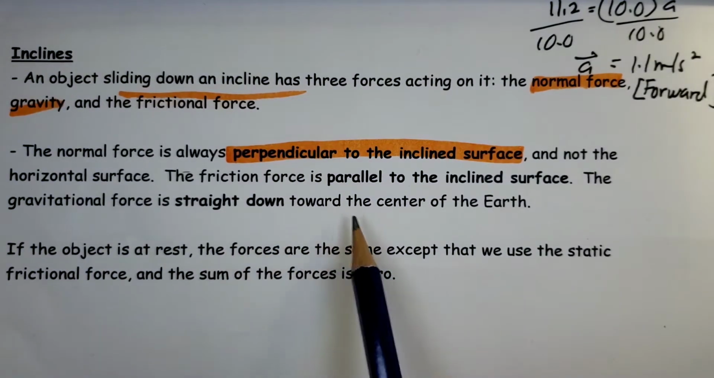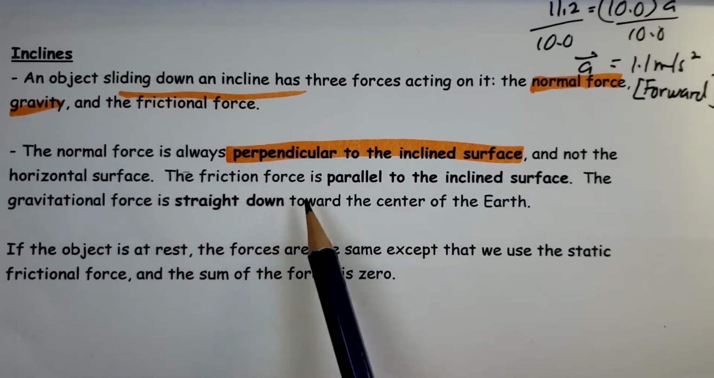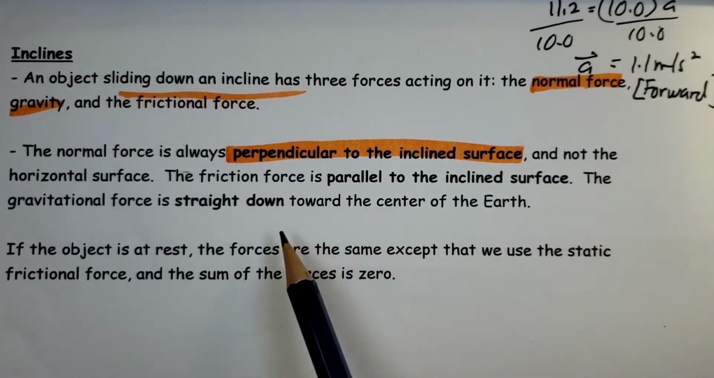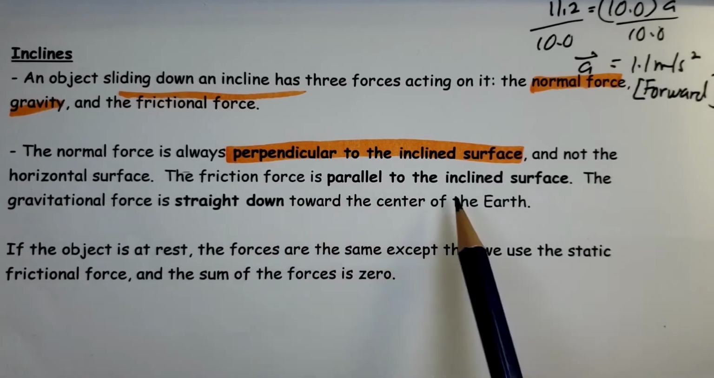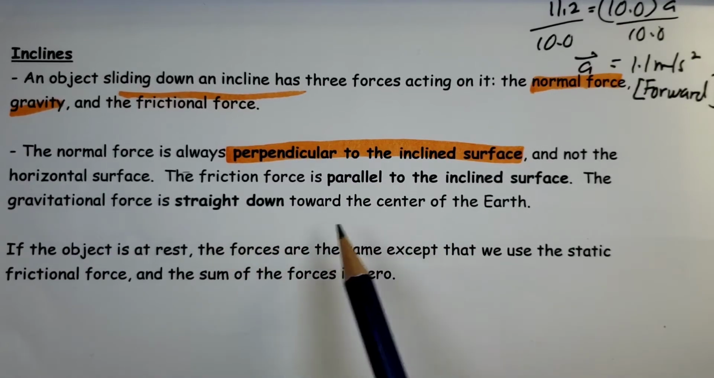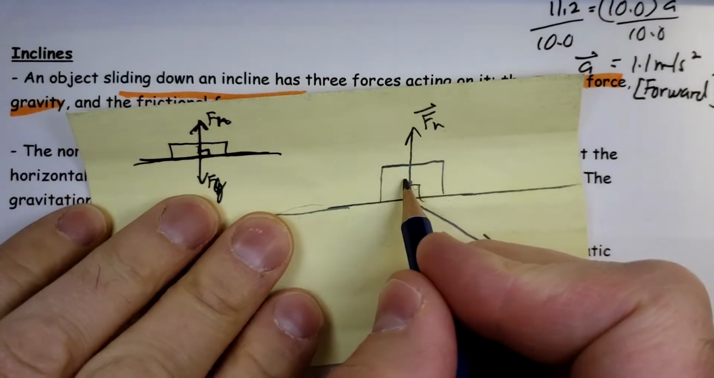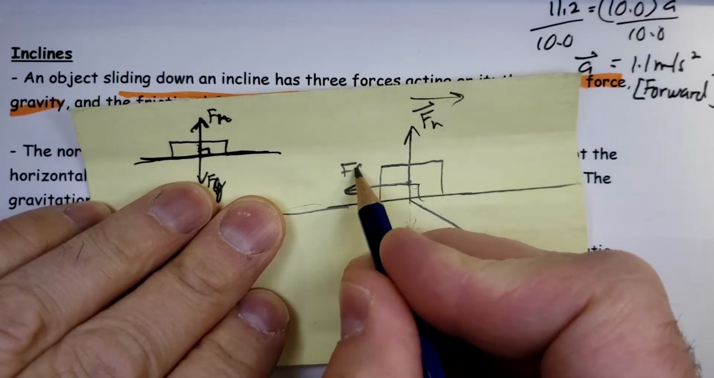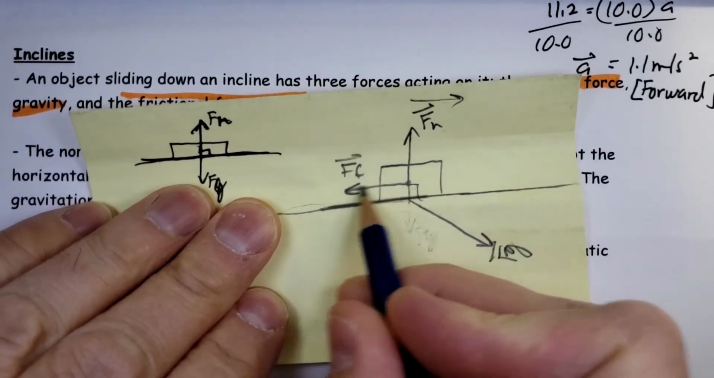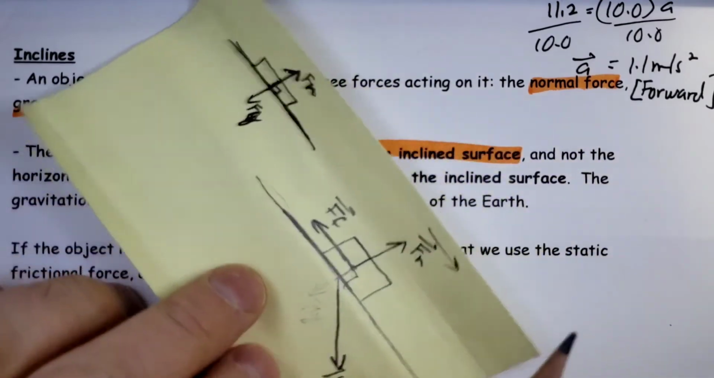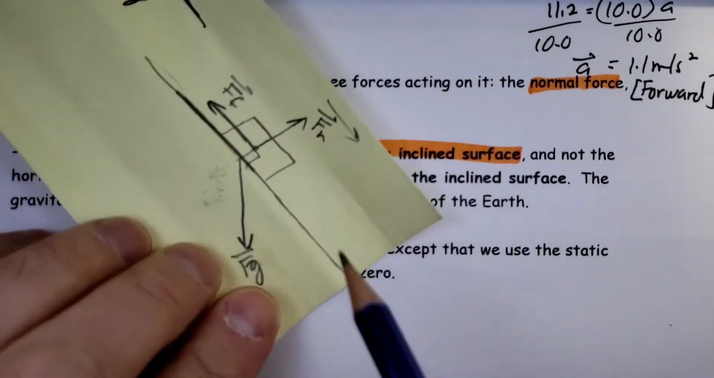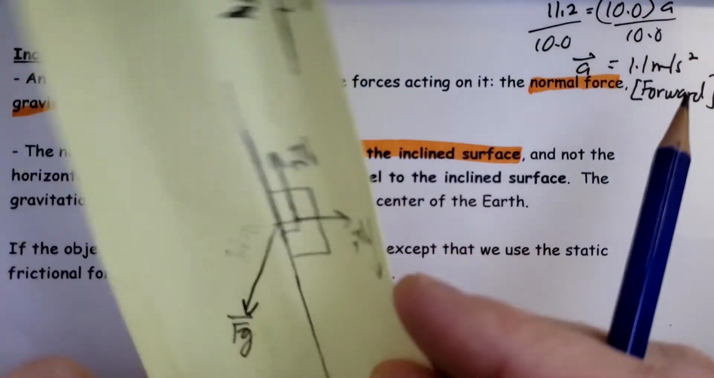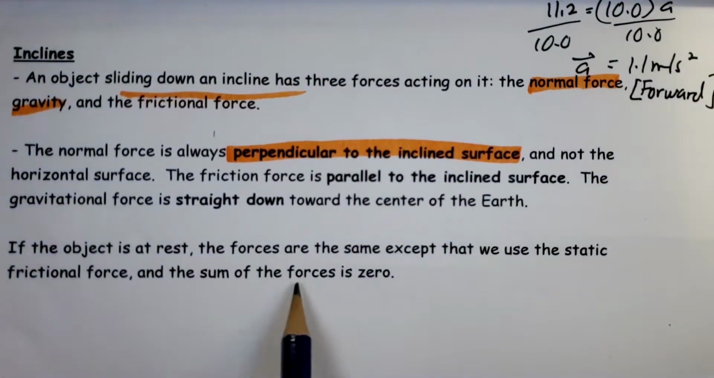The friction force is parallel to the inclined surface, and the gravitational force is straight down. If I'm moving this way, friction is always parallel to the surface. Here's the surface, here's friction, it's parallel, even if I rotate it, whereas Fg is going to change depending upon how much I turn this. If the object is at rest, the forces are the same, except that we use the static frictional force, and the sum of forces is 0.